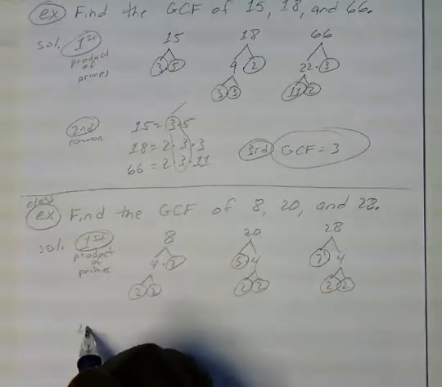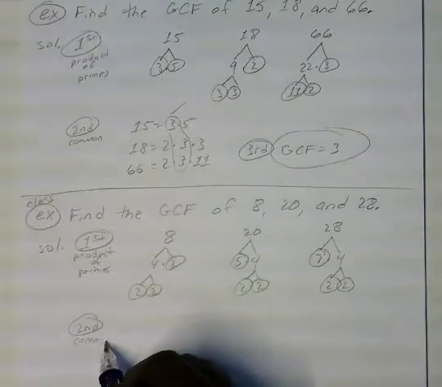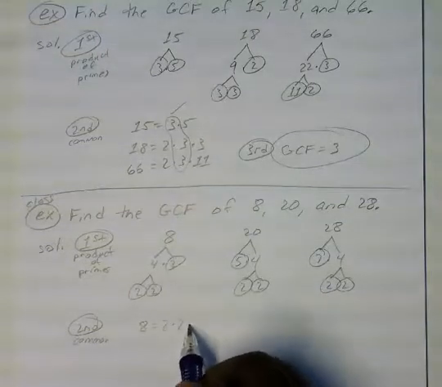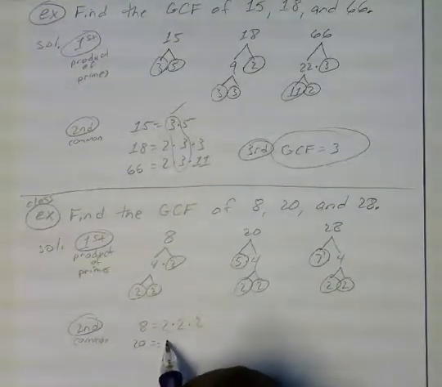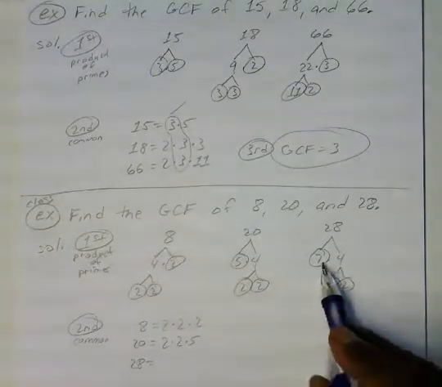Which brings us to our second step, which is we find the common factors. So we know that 8 is 2 times 2 times 2. We know 20 is 2 times 2 times 5. And 28 is 2 times 2 times 7.